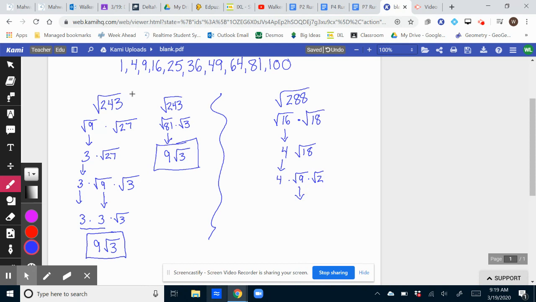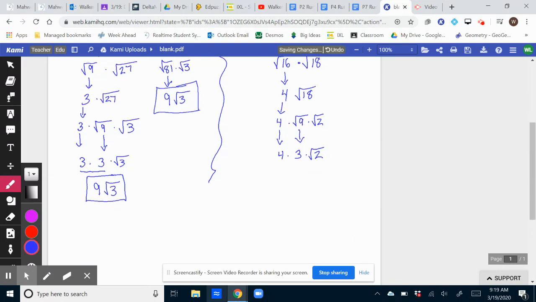The square root of 9 is the whole number 3. You still have that 4 in front. Once you get down to a radical 2, you can't break that down anymore. And so the 4 and the 3 out in front multiply, we get 12 radical 2.